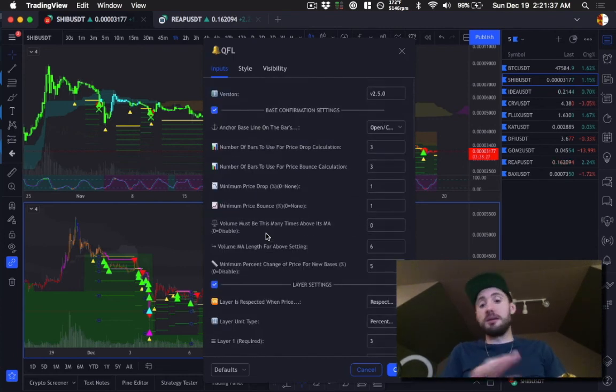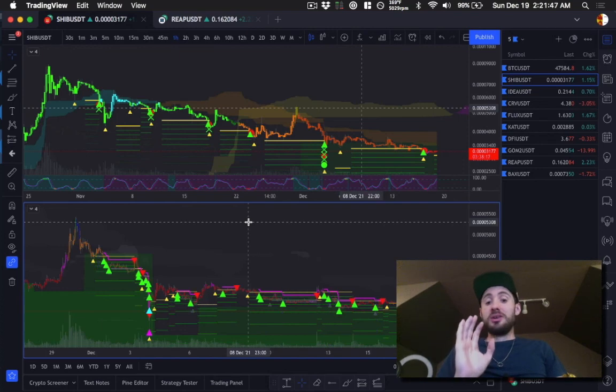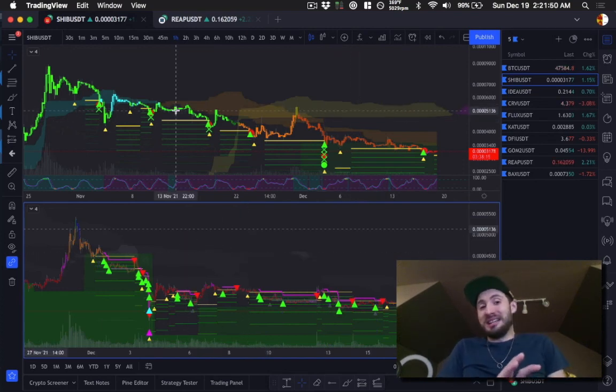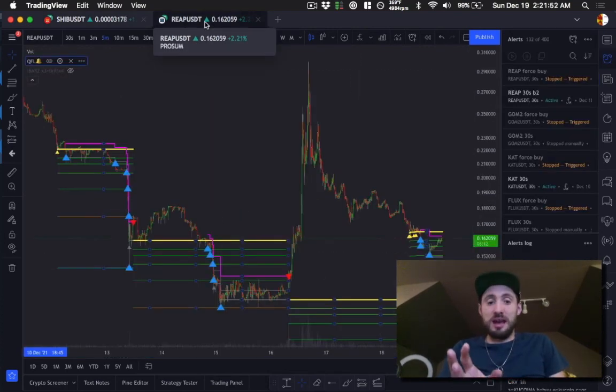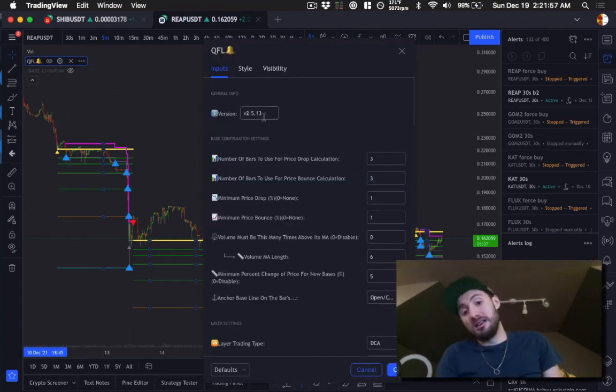Default settings, at the time, these were the default settings, I believe. And I just ran it and it ran perfectly in the bull market and made a ton of money. Now, this has not been working as well in the bear markets, but crypto's forgiving and it comes back. So this version is version 2.513.